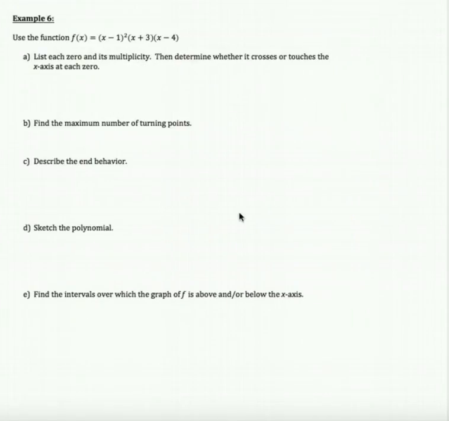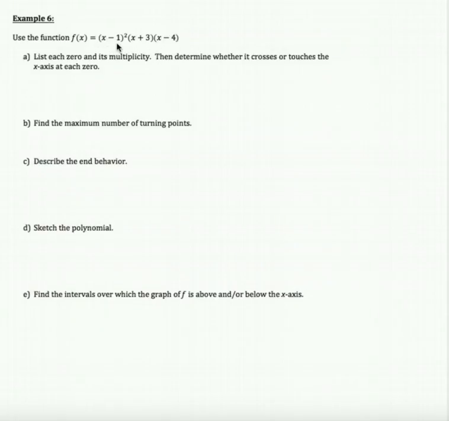For example 6, we have a new function, and we're going to do exactly what we did for the last one. So we have several parts. This time, my function is f of x equals (x minus 1) squared times (x plus 3) times (x minus 4). Now, we're going to use this function. First thing we're going to do is list the zeros and the multiplicities and determine whether it crosses or touches the x-axis at each 0.